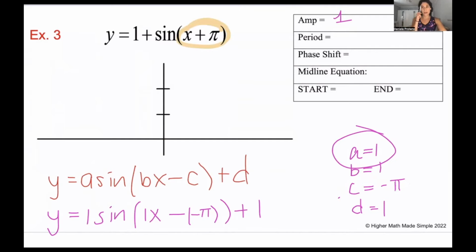1 is already positive, so the absolute value of 1 is 1. 2 pi divided by 1 is 2 pi. So there was no horizontal dilation. In other words, there was no stretch or shrink. The period did stay the same.